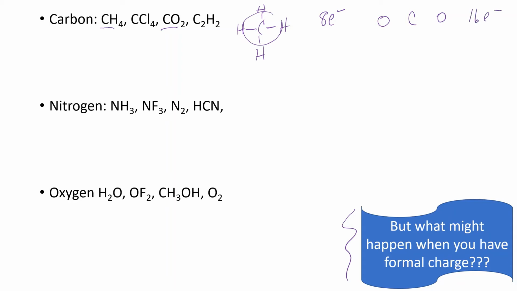And I'm going to bond the carbons to the oxygens. But clearly I have a pretty long way to go here because I've only used up 4 electrons. I have 12 more to go. So let's start distributing these around our oxygens. Okay, have I used up all 16 now? 2, 4, 6, 8, 10, 12, 14, 16.